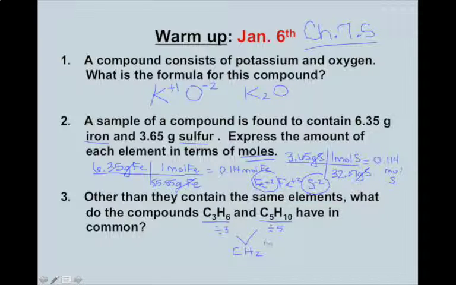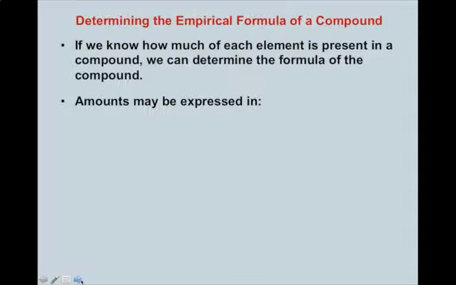This simplified version is called an empirical formula. These longer versions are 2 different molecules, or 2 different compounds actually. This is your molecular formula. I'll explain what that means in a minute. Right now we're going to worry about empirical. Empirical is the smallest ratio formula. And I'm going to show you how we can find those out. Just by knowing how much of each element is present, we can determine the formula.